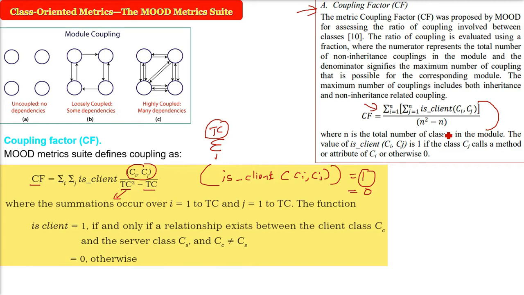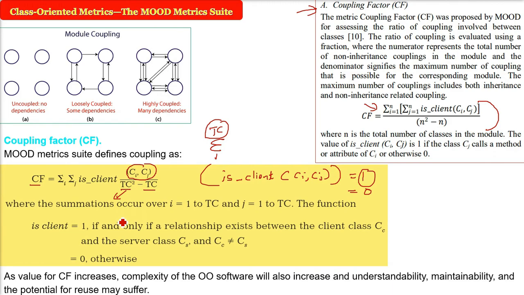Okay. So this is how we find out the MOOD metric coupling. So this is all about how much different modules or classes are coupled, or the functions inside the classes or the modules are interconnected. So as the value of this coupling factor increases, the complexity of the object-oriented software will automatically increase. But the understandability, the maintainability, and the potential for reuse will decrease. It may suffer. So we need coupling as little as possible.